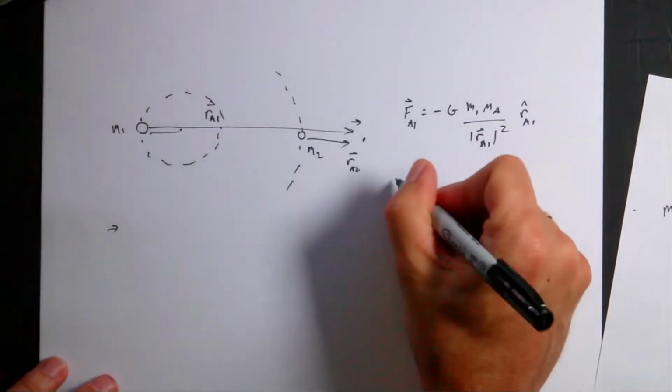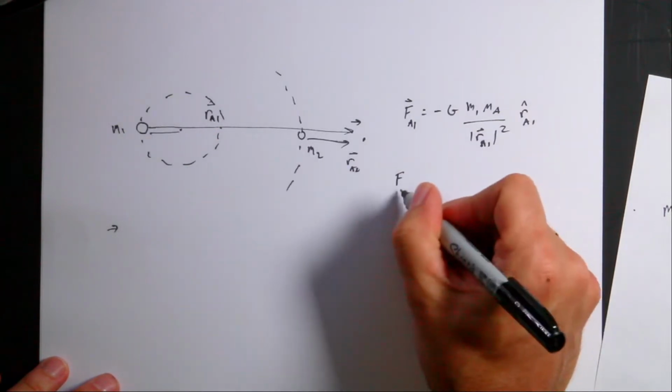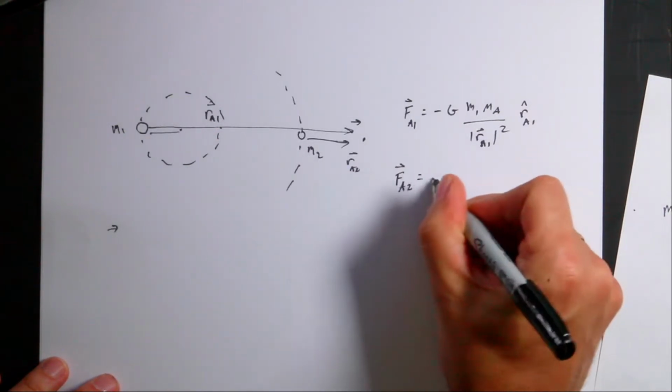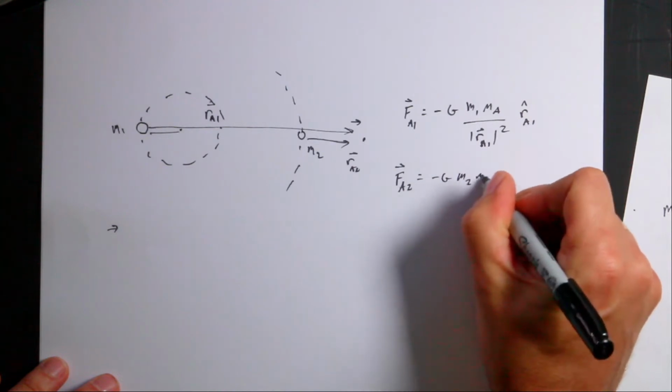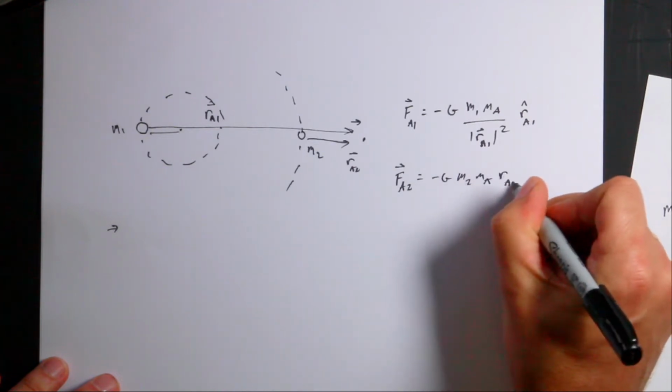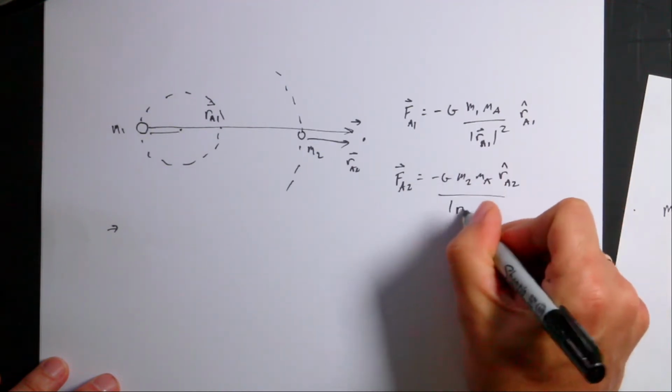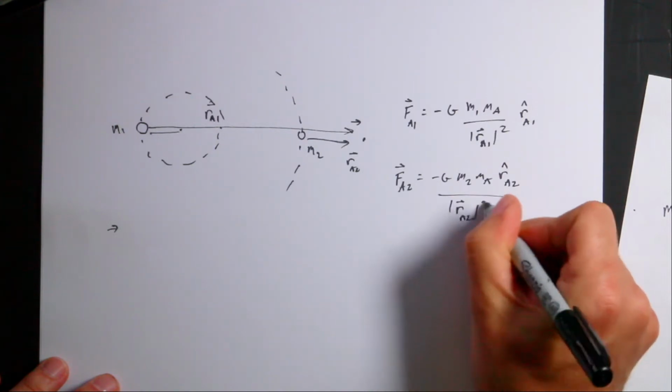And then I can do the same thing for star 2. FA2 is going to be negative G M2 MA RA2 hat over the magnitude of RA2 squared.